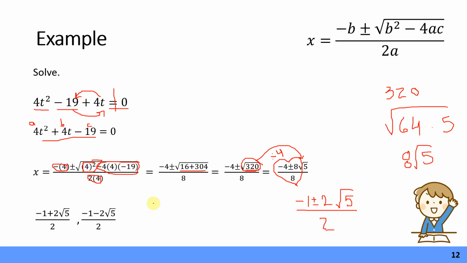Okay, so this is how you use the quadratic formula. It could get messy, but remember, you could use this quadratic formula for any quadratic equation.